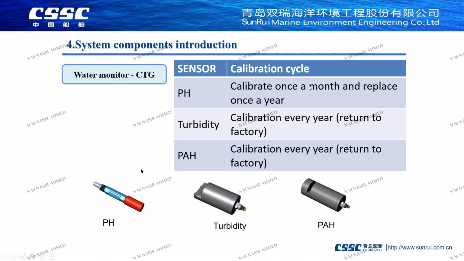These are important parameters for CTG sensors. It also needs maintenance. The pH sensor is also calibrated once a month and is required to be replaced every year. The turbidimeter must be returned to the factory every year. The other pH sensor must also be returned to the factory annually for calibration.